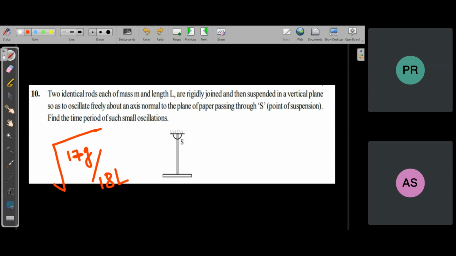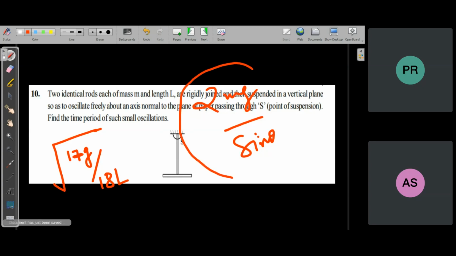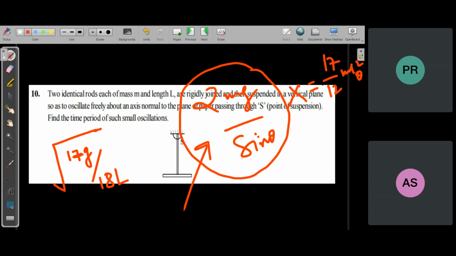So you are saying 2 mg by sin theta, right? 2 mg by sin theta, sir, multiplied by theta. 2 mg by sin theta equals 17 by 12 ml square theta. But how? What is this 2 mg by sin theta? Again, read the full equation.